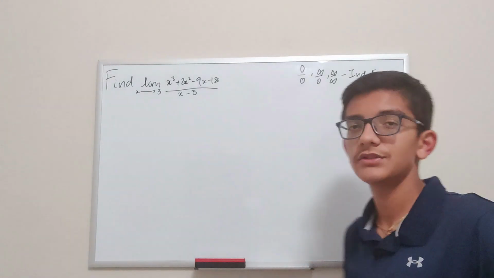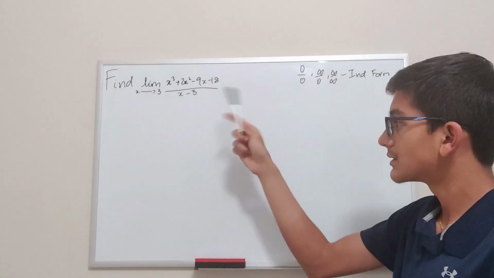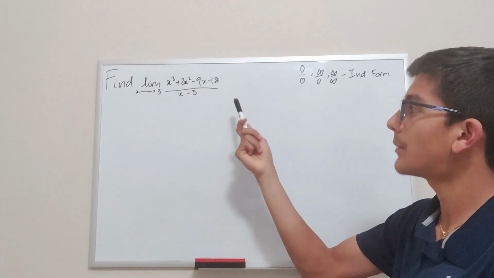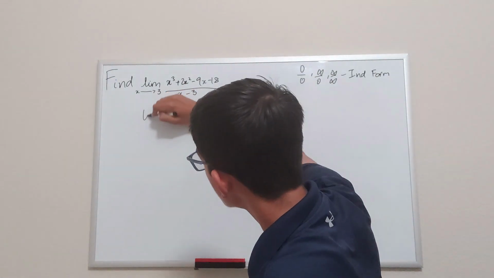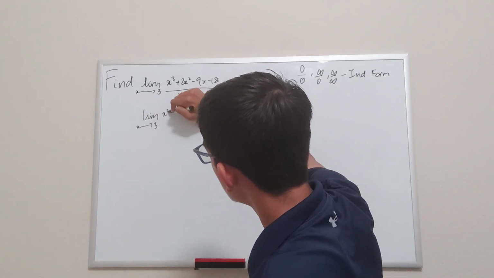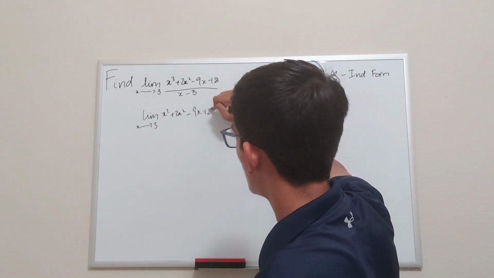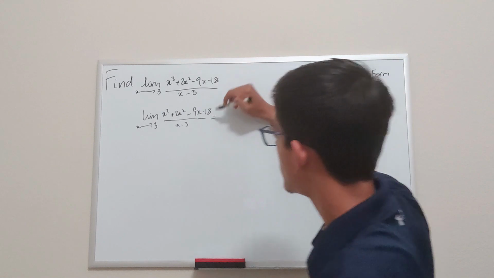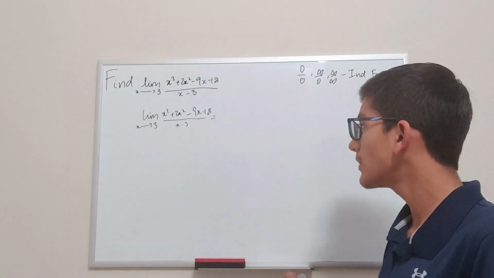So we don't want that, so what we're going to want to do is factor our top part so that the x minus 3 can be cancelled out. So once again, you write down your limit. That way you don't have to keep looking back at the problem, and it just helps me visualize it once more time.